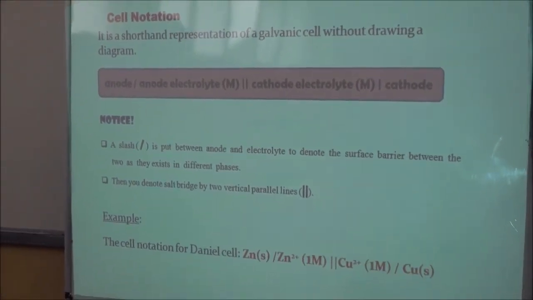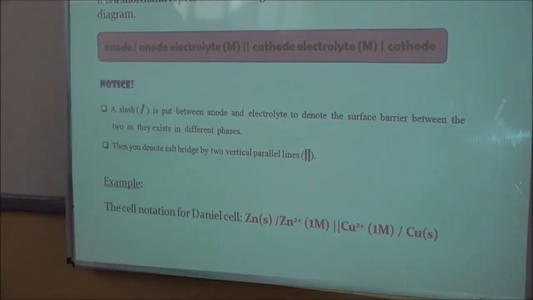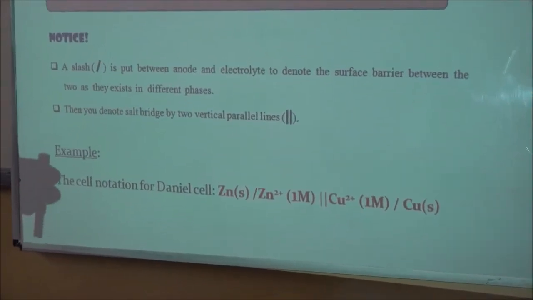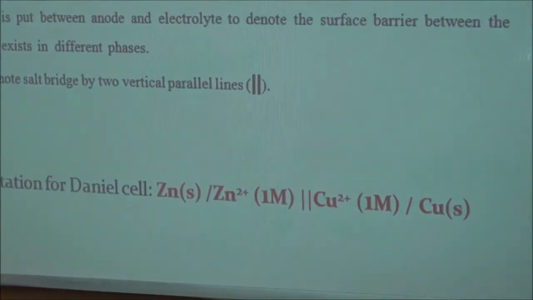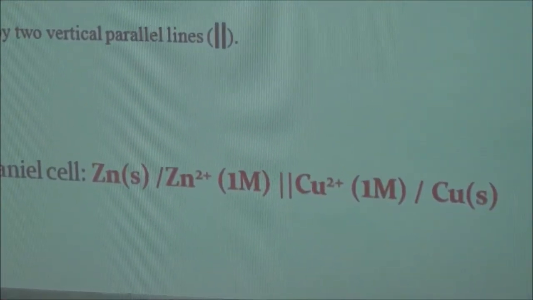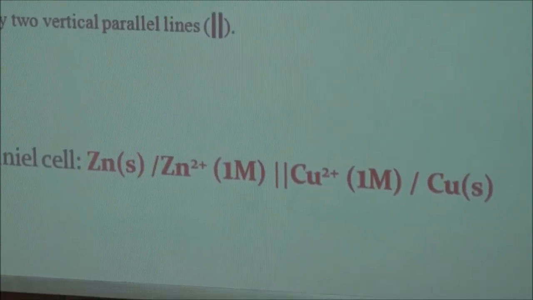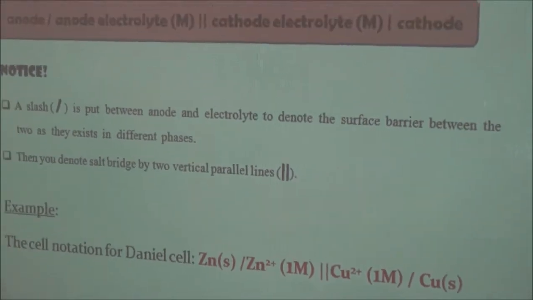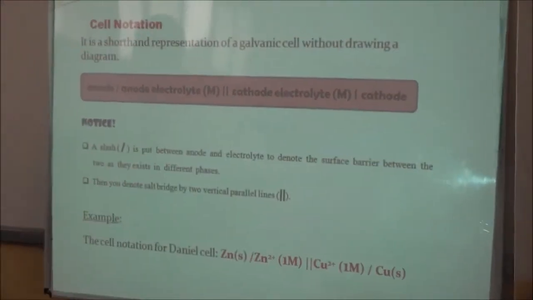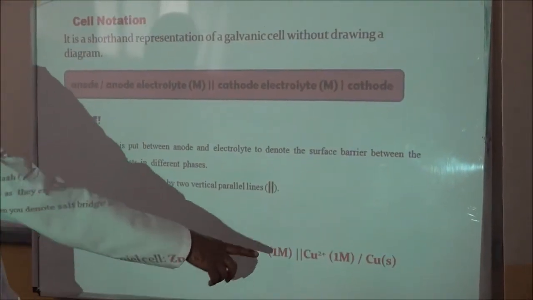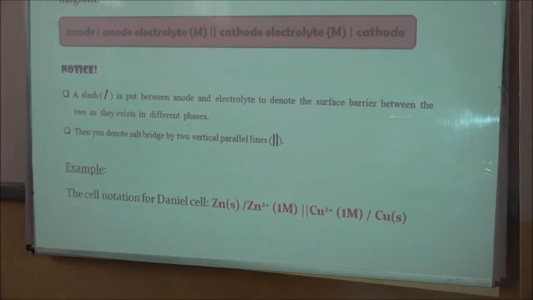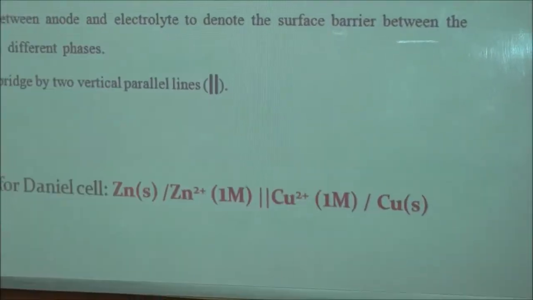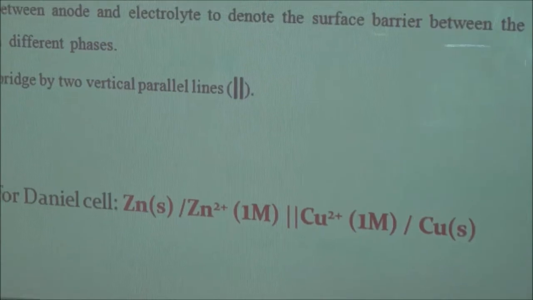You know what a salt bridge means. For example, here the Daniel cell can be represented. In the Daniel cell, zinc metal is immersed in zinc sulfate solution, whereas the copper metal as cathode is immersed in copper sulfate solution. Without using the diagram, the cell notation for the Daniel cell will be this. From this, what can we understand? Zinc acts as anode, whereas copper acts as cathode.